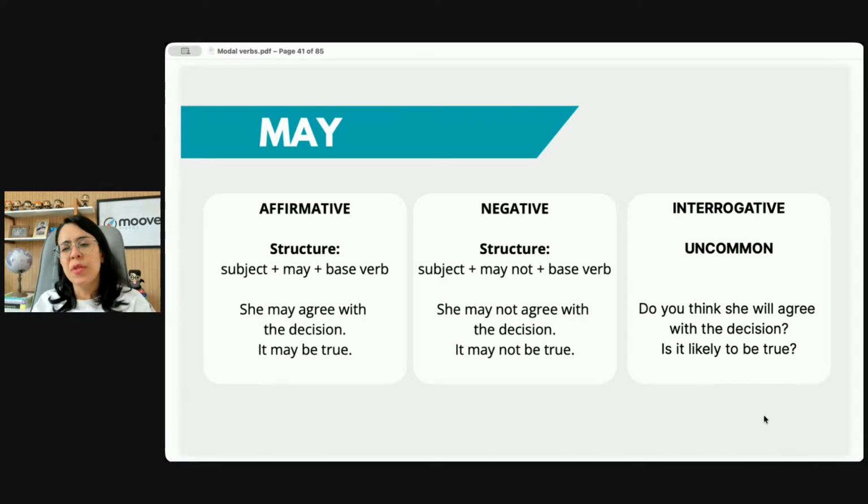Okay. Do you think she will agree with the decision? Well, she may agree with the decision, or she may not agree with the decision. Is it likely to be true? It may not be true, or it may be true. So in interrogative, we don't use may she agree with the decision. No, it sounds unnatural. Stop to think. It will sound unnatural, right?